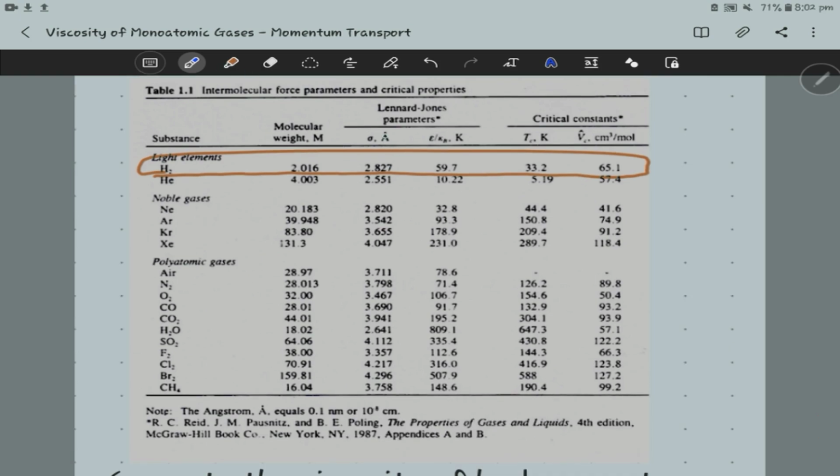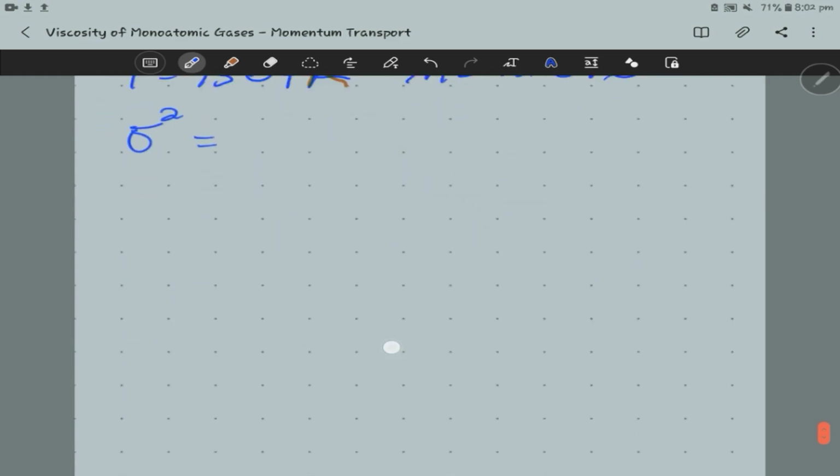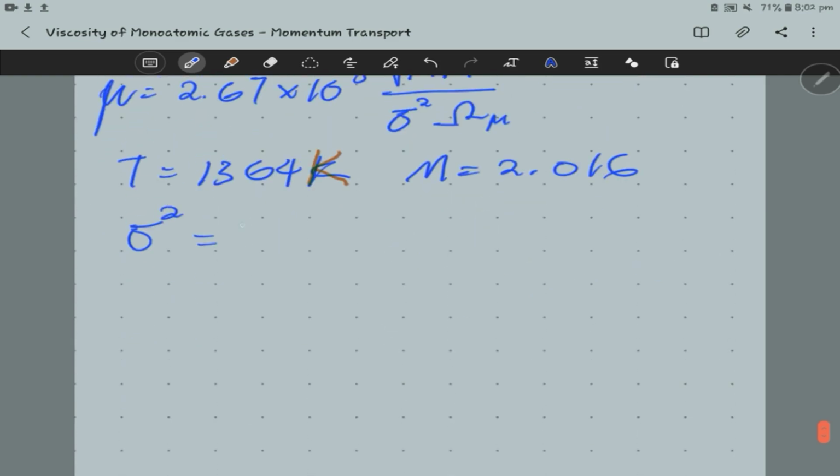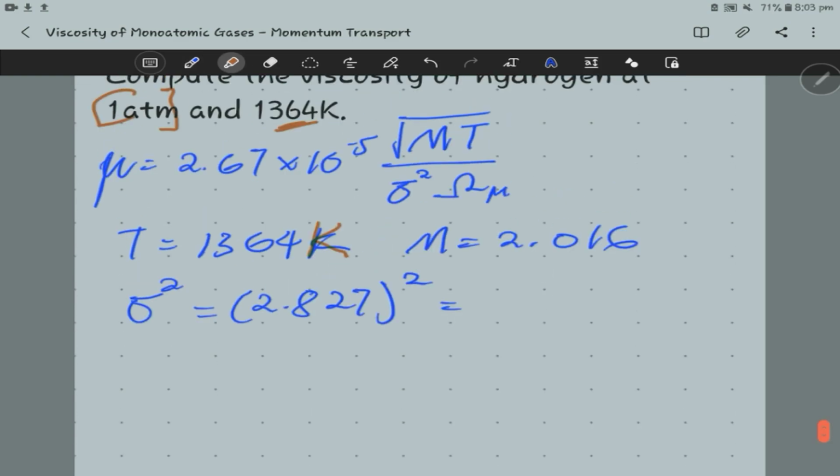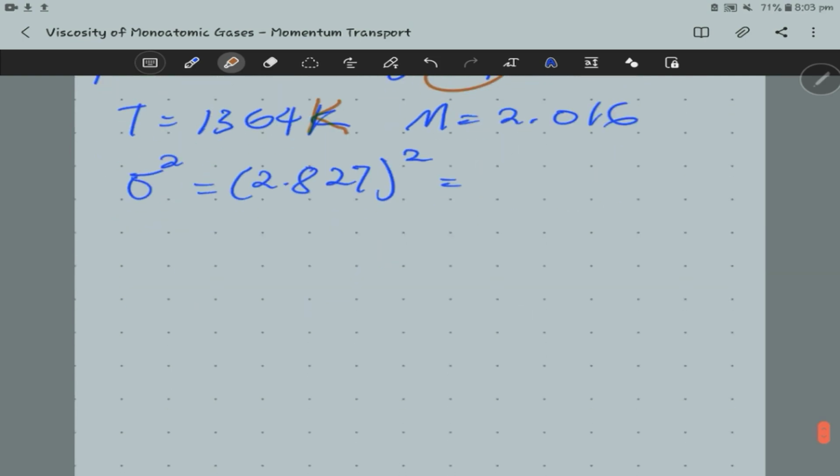You see, it's given in angstrom. So remember that if it's not given in the required unit, then you must convert, because the equation already specified the unit. So we have it to be 2.827, so 2.827 squared will give us this. The last thing we need to find is this. So let's see.